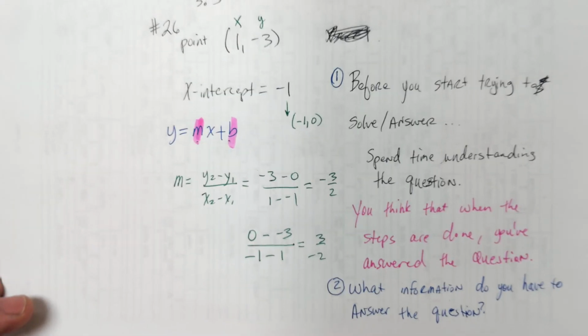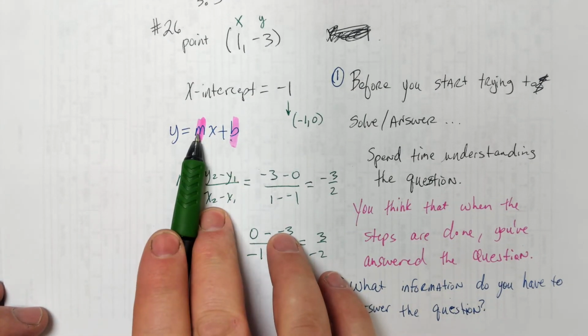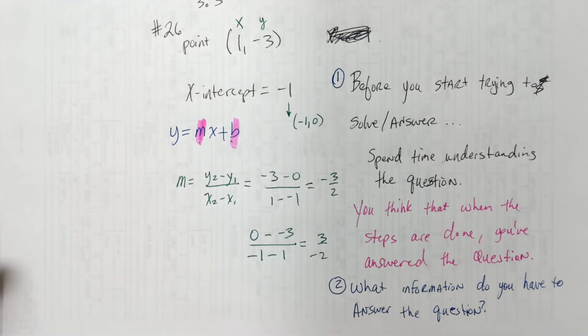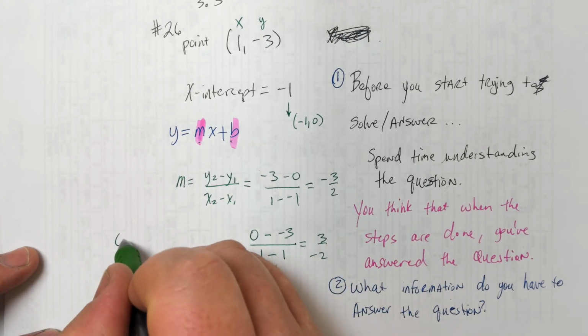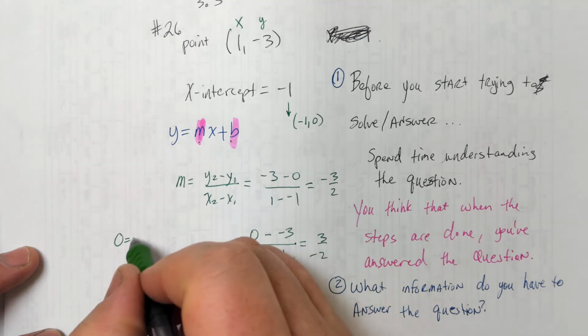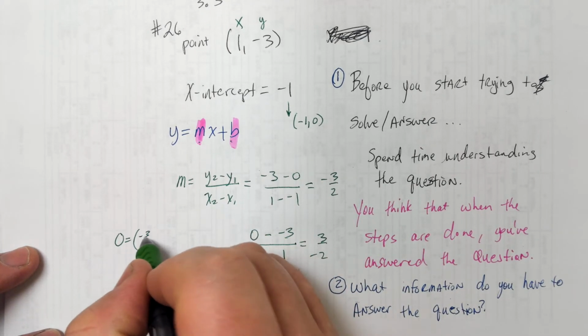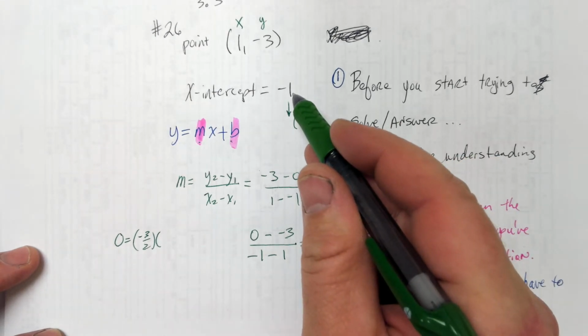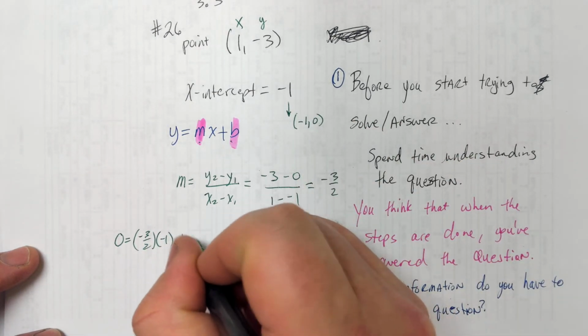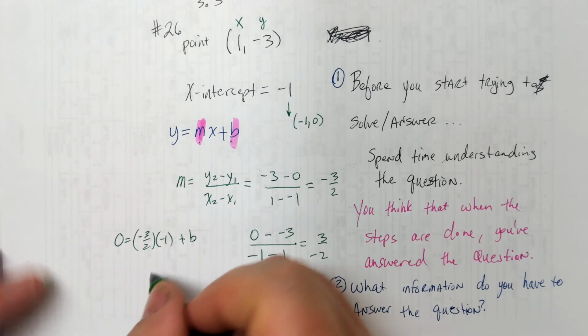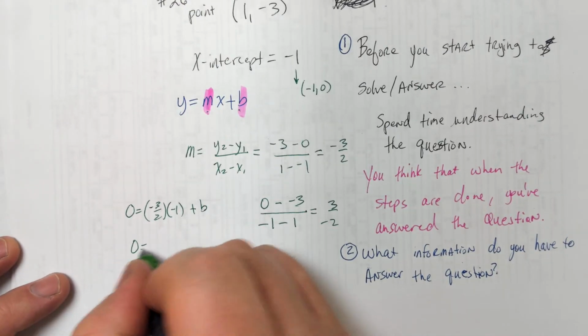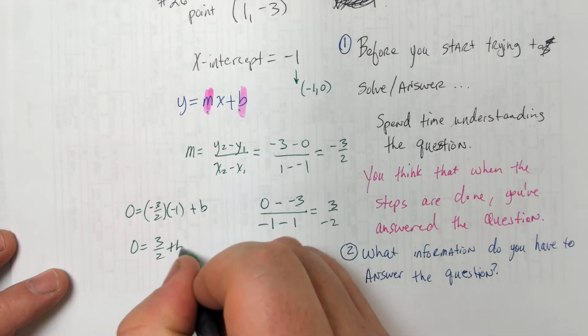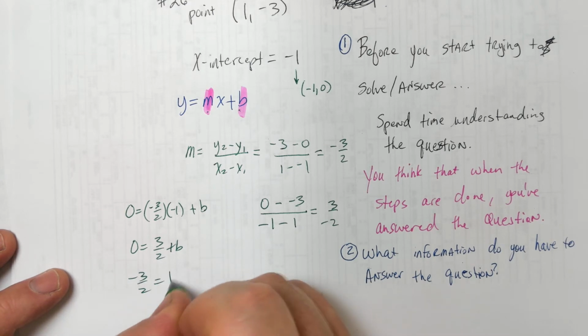Anyway, Alex, we now have a slope and we have a point. So all we have to do is plug everything in. 0 equals negative 3 over 2 times negative 1 plus b. So that's 0 equals positive 3 over 2 plus b. So negative 3 over 2 equals b.